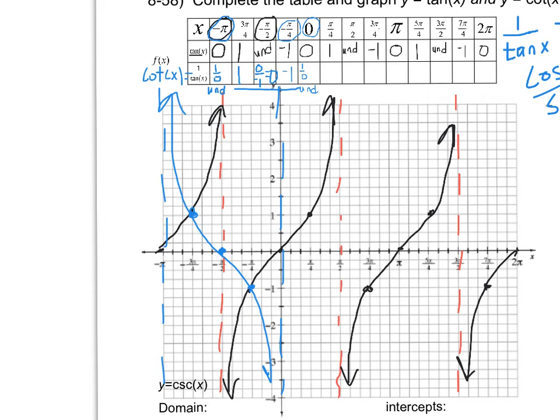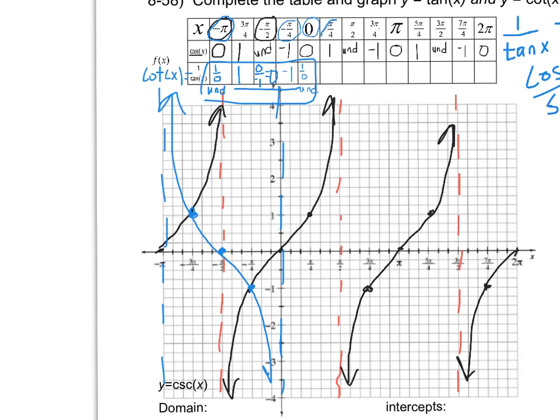Now let's repeat that. Let's take all of this that we just did and then shift it over for our next cycle. So all of these outputs will also be the outputs over here.